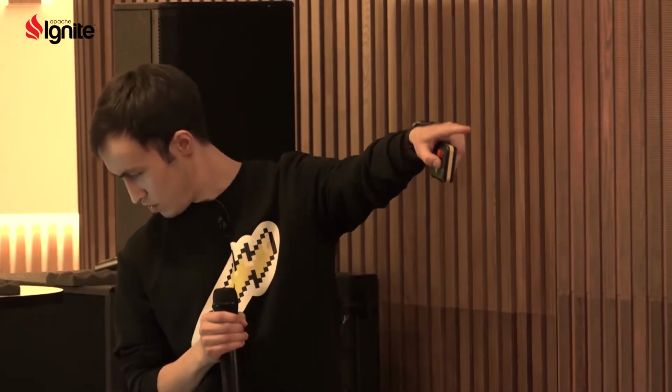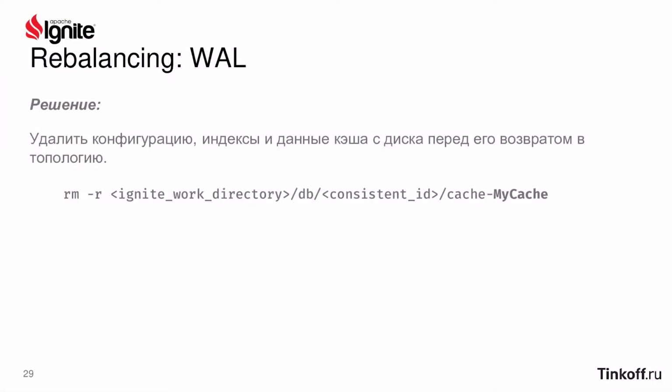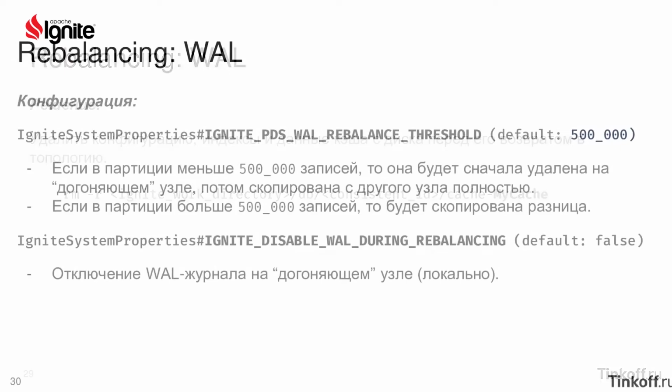In our case, the problem was solved. We disabled WAL for this cache. I don't recommend doing this. If the cluster goes down in this mode, we will lose all data in the cache. I advise the following. Before a node returns back to the cluster, we must remove cache data and indexes from disk. It will lead to a full sync without extra WAL modification, but this process may take hours.